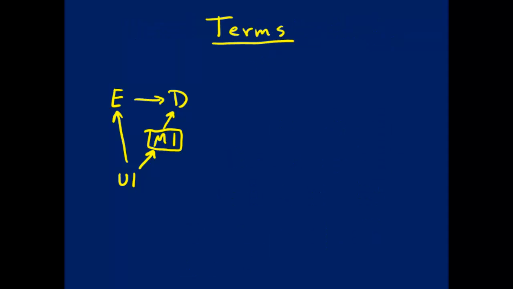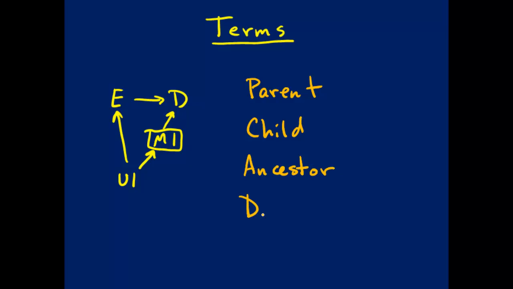So let's define some terms that we will be using sometimes. One way that we talk about the relationships between different variables in the DAG is to use a metaphor of family relationships. And so we use the terms parent, child, ancestor, and descendant. You can probably guess what these terms mean already.